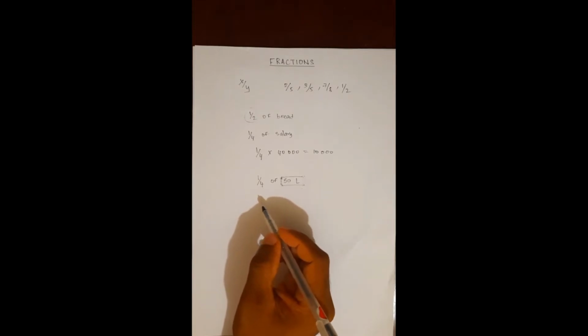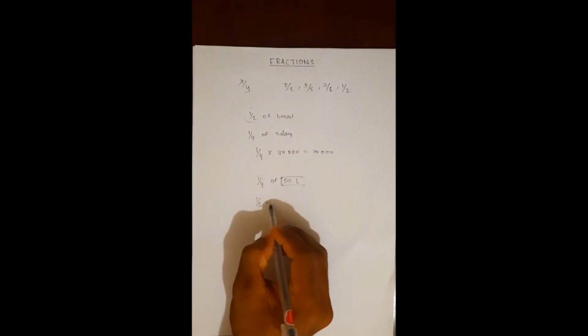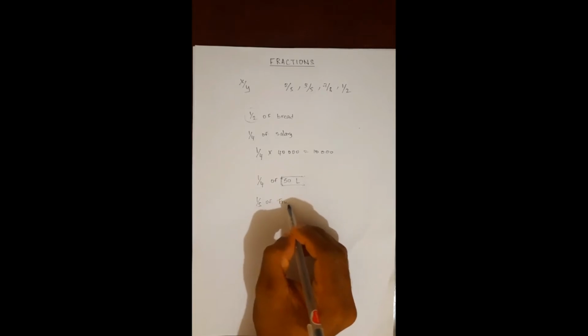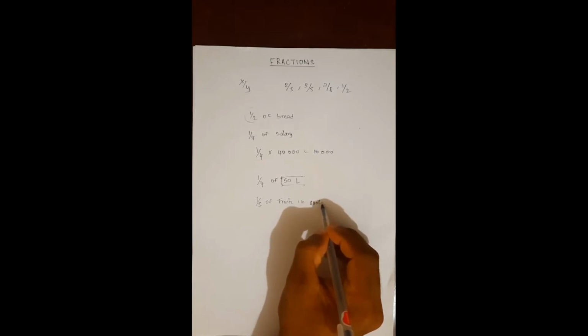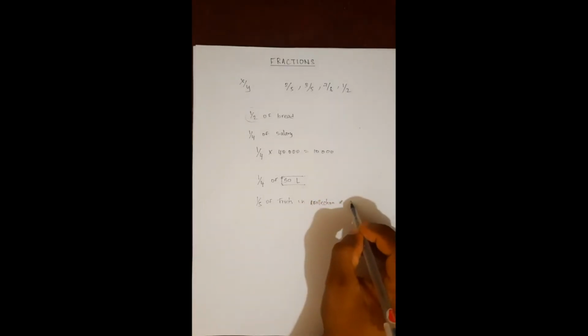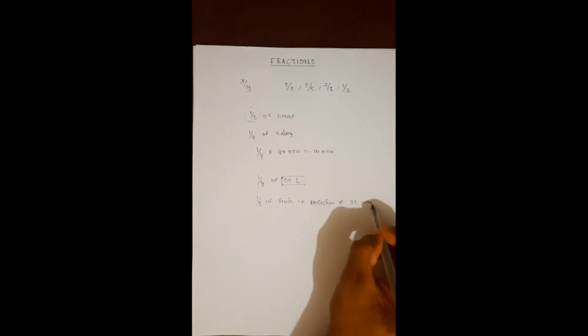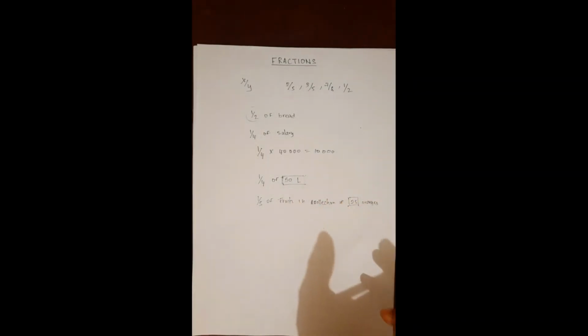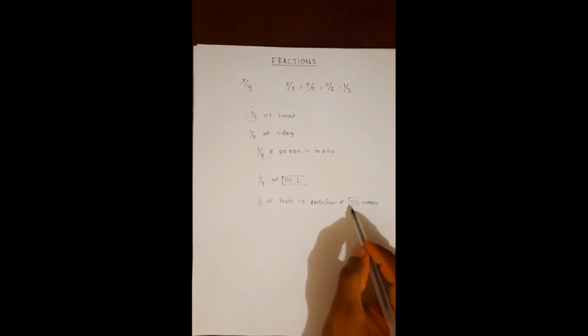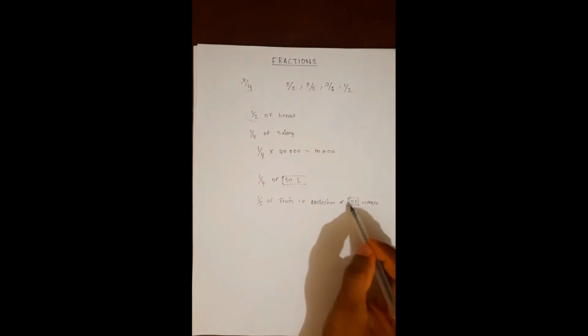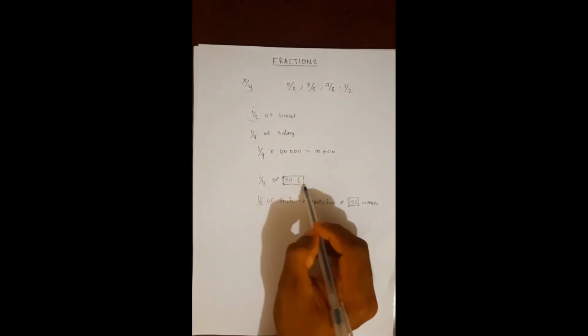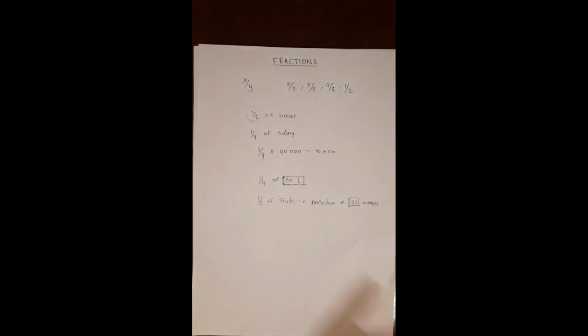And an example could be 1/5 of the fruits in a collection of 25 oranges. So here the 25 oranges is the unit that we take. So always we have to focus on the total unit from which we take the fraction. Here in this case it is 25, and for the quarter of 50 liters, the 50 liters is the part which we take the fraction of.